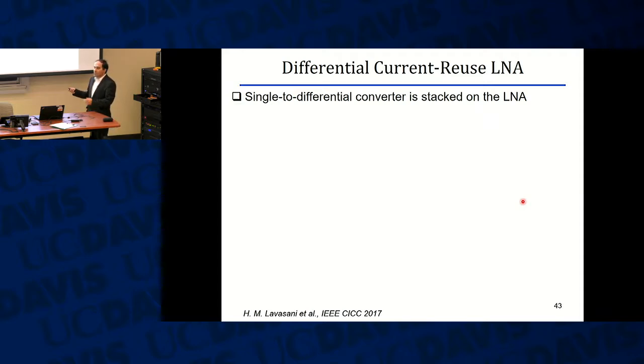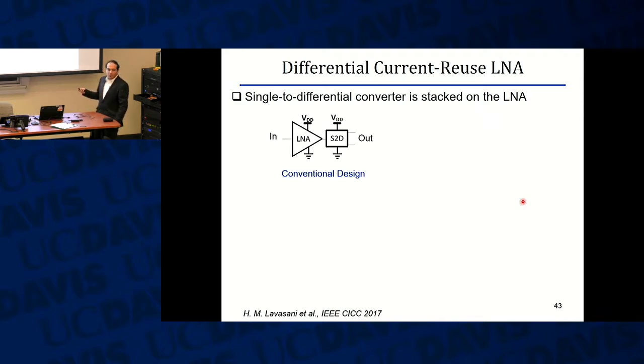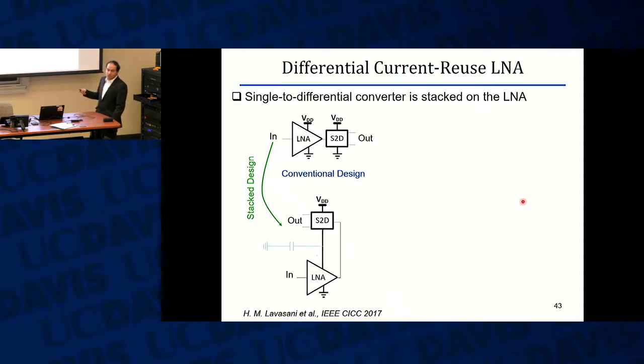So we wanted to make sure that we get a good linearity, as well as reduce all of the IQ mismatch problems that we had. So we used the differential design. In a differential design, we can have another stage which does the single-ended to differential conversion for you. We chose to stack them on top. This is our stacking topology.